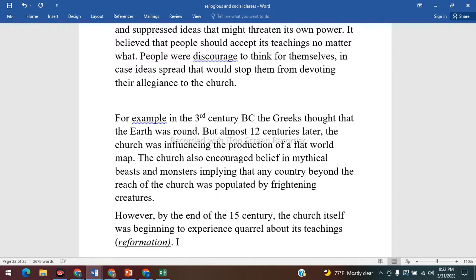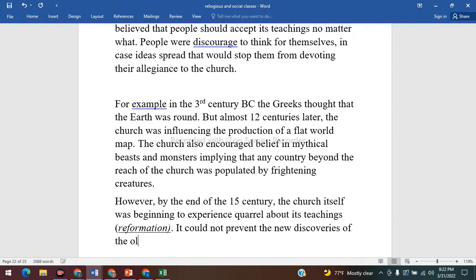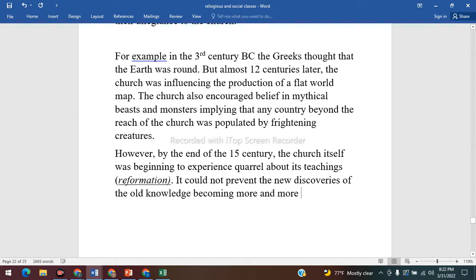The church could not prevent the new discoveries of the old knowledge from becoming more and more widespread.